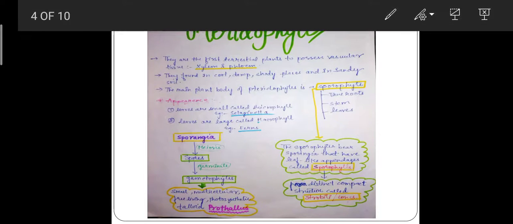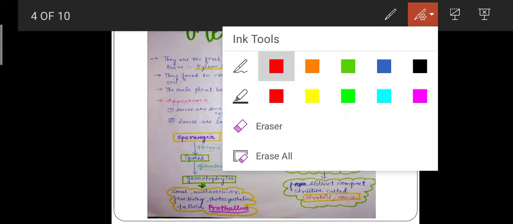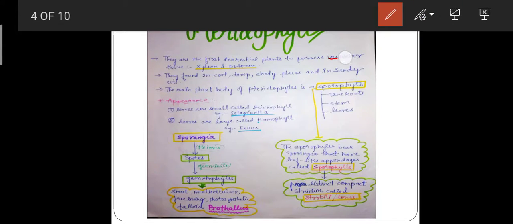The pteridophytes are the first terrestrial plants that have vascular tissue, which is made up of xylem and phloem. We very well know that the xylem is responsible for water and mineral transport, and phloem is responsible for food transport. The main plant body of pteridophyte is the sporophyte, which is well developed.